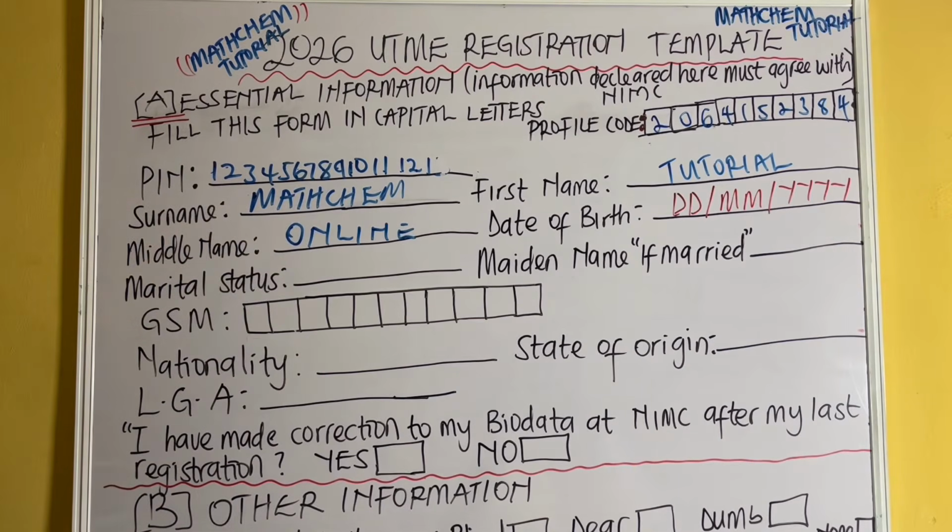Just putting all these things there, you all do your surname, which is your father's name. So your first name, that's your own name, and your middle name. So that's what we have there. Then after that, you have your date of birth.